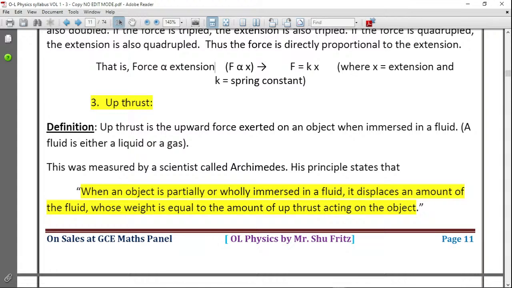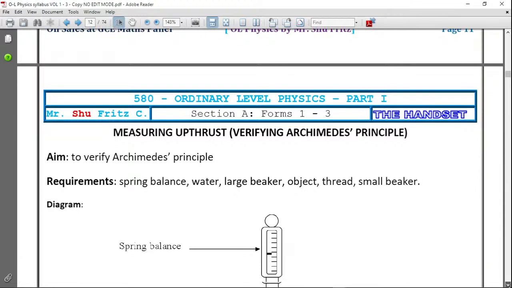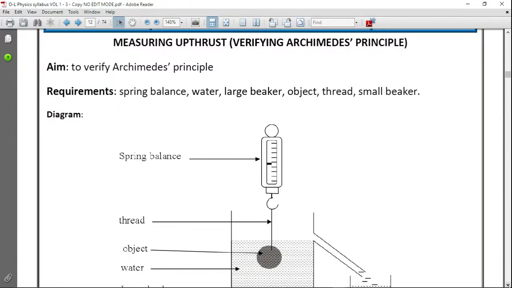Alright, let's continue with the lesson. So this is Archimedes' principle, and you can have an experiment to verify or measure it. This is how you set out your experiment. Aim: in an exam, you're asked to do this. Aim: to verify Archimedes' principle. Requirements: spring balance, water, large beaker, object, thread, small beaker.